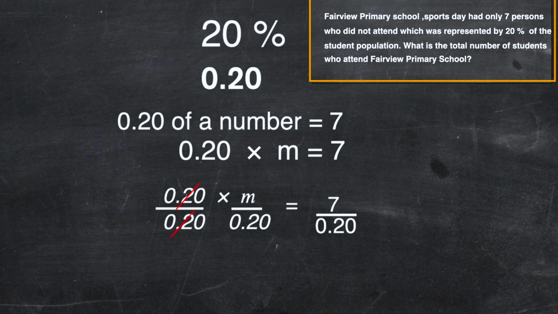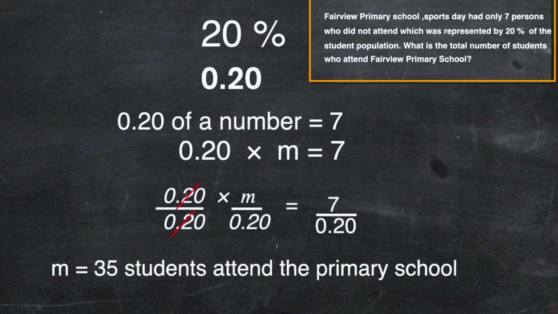20 hundredths is divided on both sides, and then we simplify, which gives us M equals 7 divided by 20 hundredths. Now, M is equal to 35. 35 students attend the primary school. Fantastic. On to question 8.